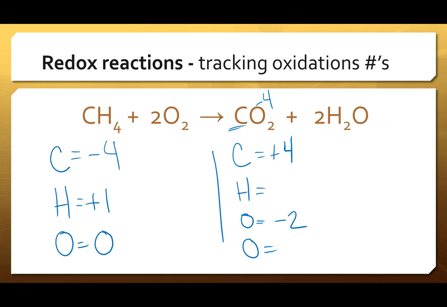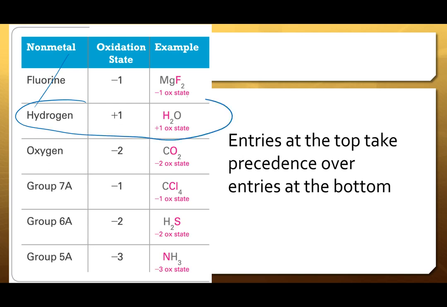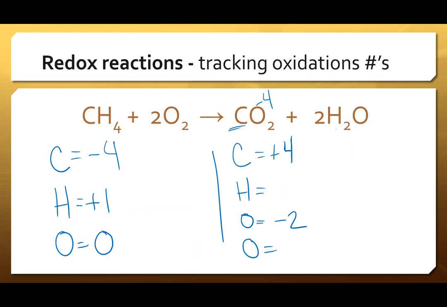All right, let's go over here to water. For water, again, it's a nonmetal and a nonmetal. We've got hydrogens and oxygens, so not fluorine. Hydrogen is more important than oxygen, so we're going to establish hydrogen. Oxidation state is going to be a +1. There's 2 hydrogens, each with a +1, so this brings +2 to the table.